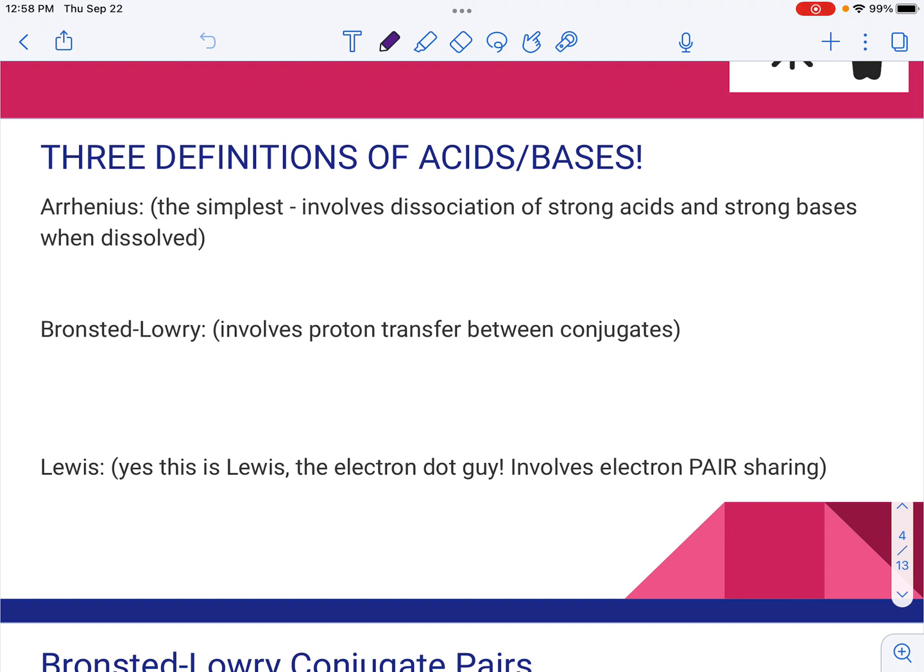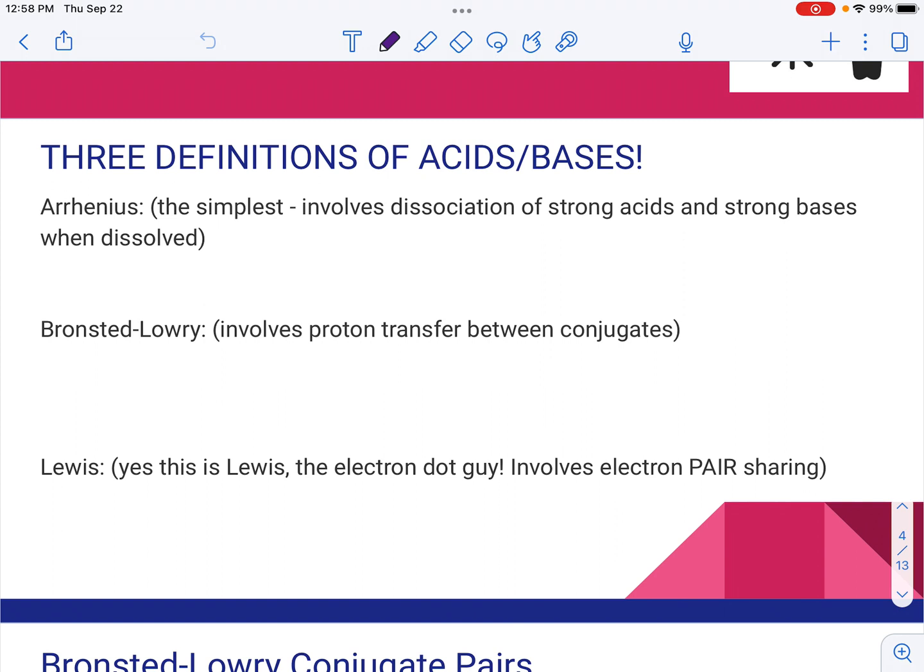The easiest version of the acid-base definition, and the most limited version, in other words, the one that would include the fewest substances acting as acids and bases, comes from Arrhenius. Arrhenius is the one who gave us our pH scale, and he dealt with acids that were truly strong acids and strong bases. So this is the simplest definition.